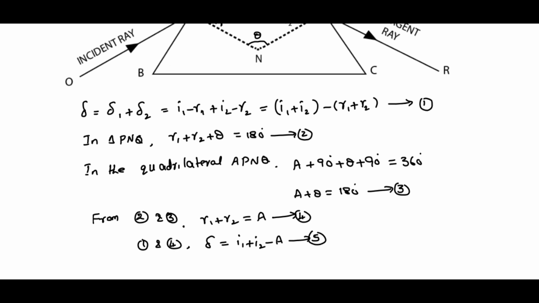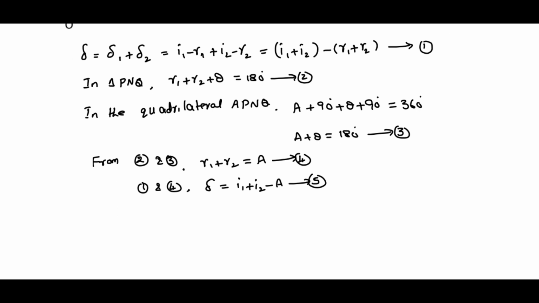If you apply Snell's law at the first refracting surface AB, we can write mu1 sin I1 is equal to mu2 sin R1. It is from Snell's law. Here mu1 is the refractive index of the surrounding medium. Mu2 is the refractive index of the prism.